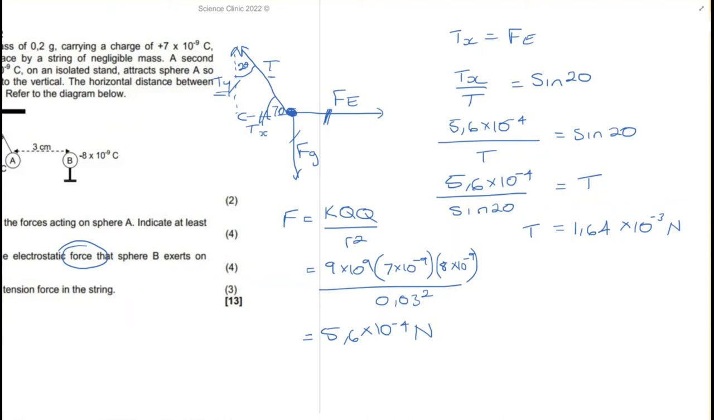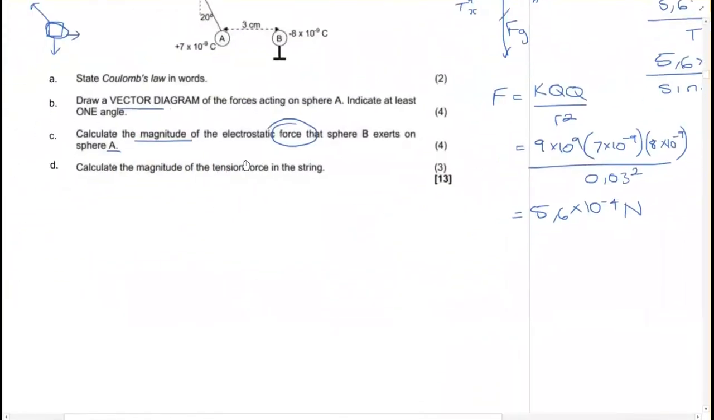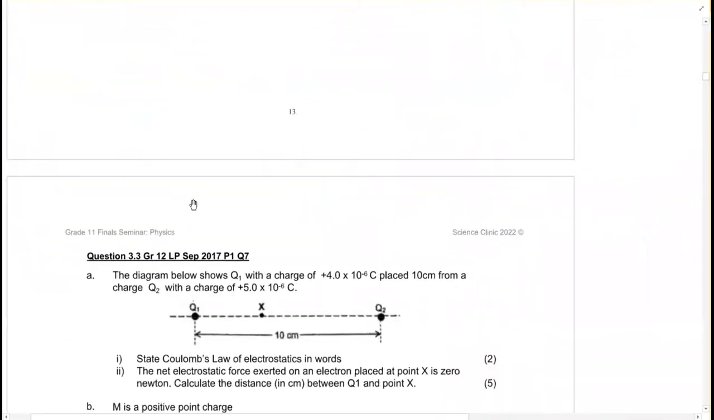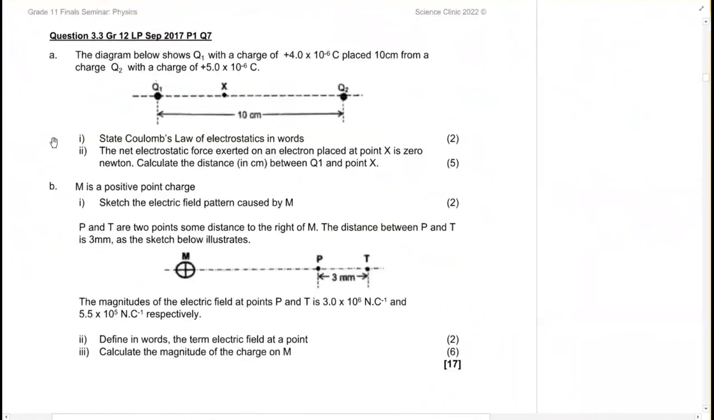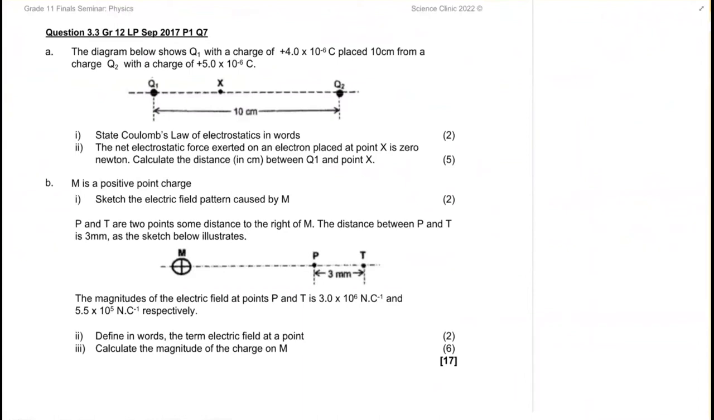Okay, any questions here, guys? Nope. Okay. Let's go on to the next one. Question number 3.3. So 3.3, I'm skipping all the definitions, hey?